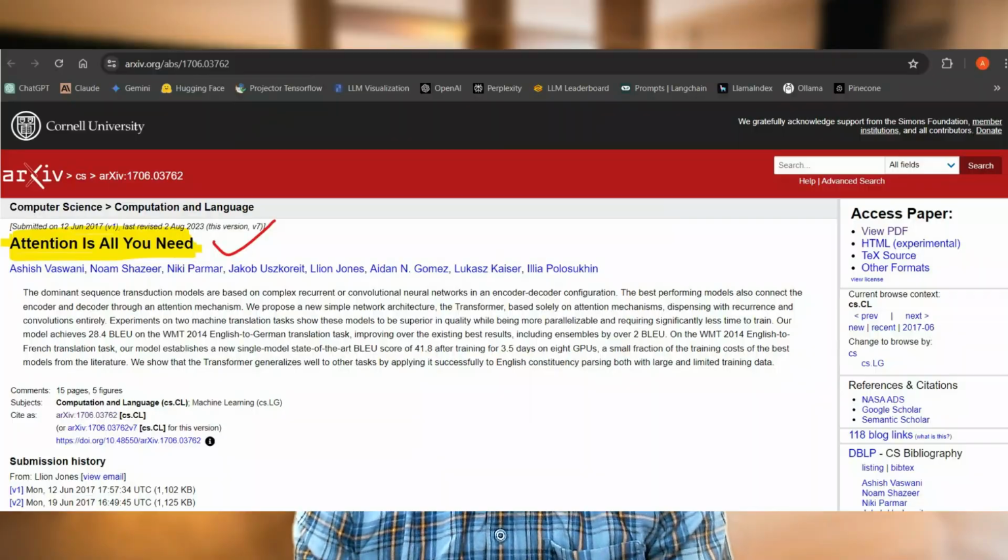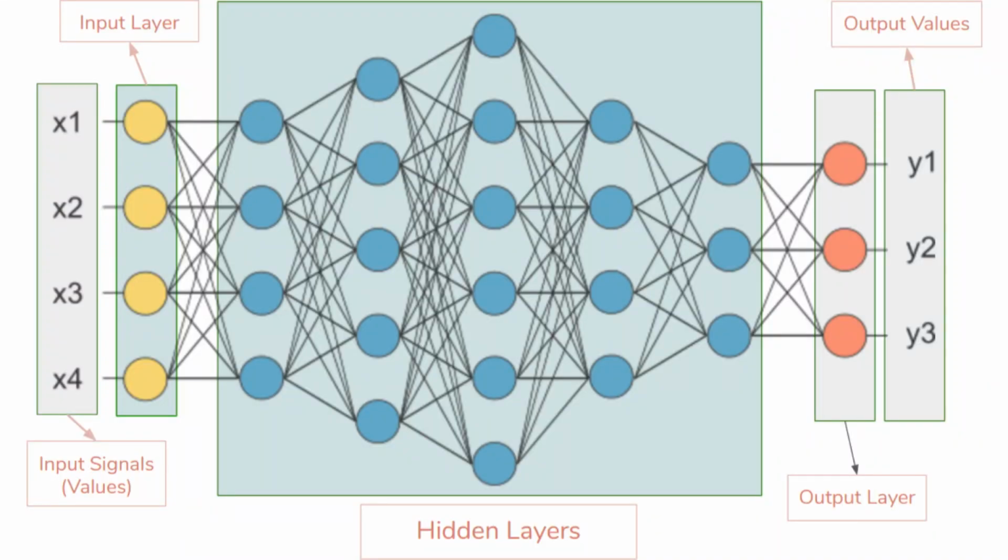This transformer architecture was introduced in a very important research paper called Attention is All You Need, which came in 2017. It is a groundbreaking neural network architecture that entirely revolutionized NLP, natural language processing. So without wasting much time, let's dig deeper into it.